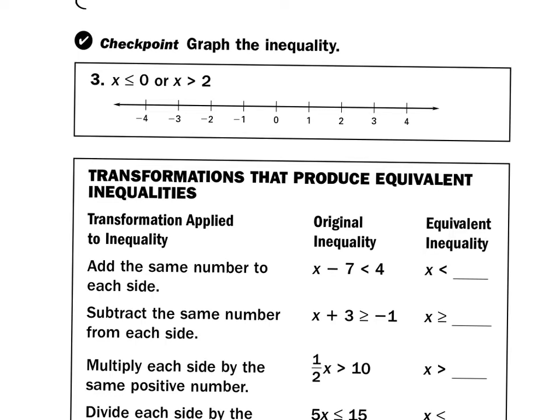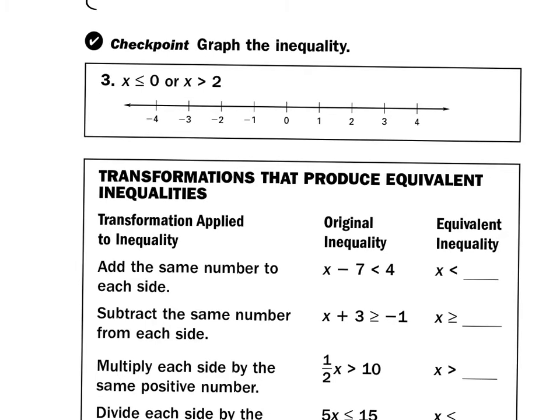Okay, transformations that produce equivalent inequalities. I can do exactly the same things that I do to a linear equation with inequalities. So I can add the same number to each side. So if I want my x by itself, I can add 7 to both sides, and I'll get x is less than 11. I can subtract the same number from both sides, and I'll get x is greater than or equal to -4.